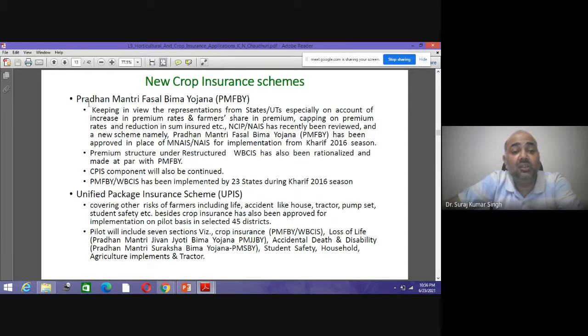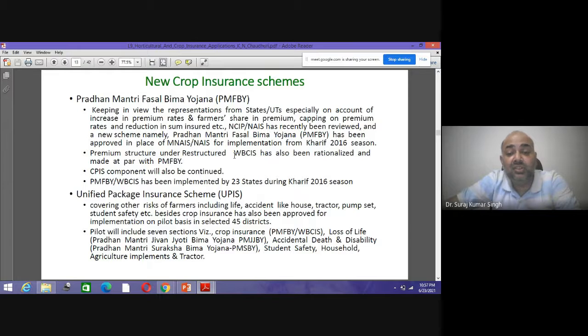Now we are going for Pradhan Mantri Fasal Bima Yojana, PMFBY. Keeping in view the representation from various states and utilities, especially on account of increase in premium rates and farmer share in premium, capping on premium rates, reduction in some, they have all been recently reviewed, and a new scheme, Pradhan Mantri Fasal Bima Yojana, has been approved in place of MNAIS and NAIS for implementation from Kharif 2016 season.